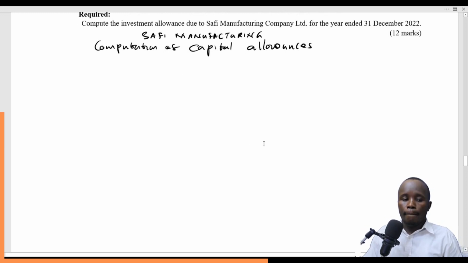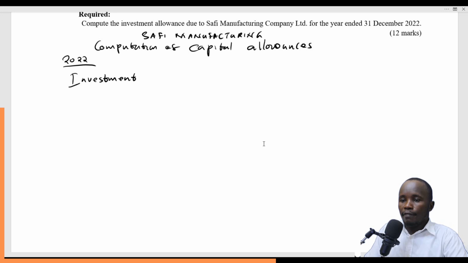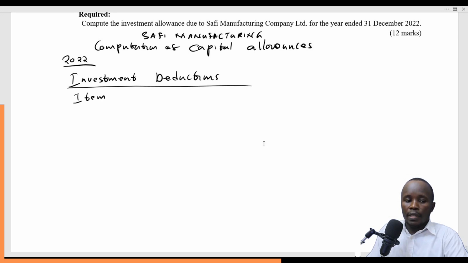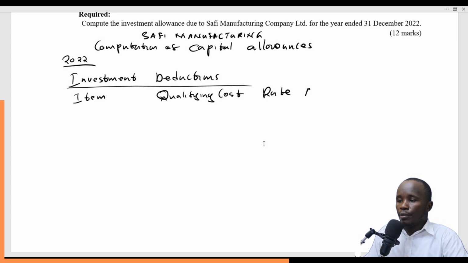Now, we start with investment deductions. This is for the year 2022. Under investment deductions, we shall have the item, then its qualifying cost, then we need the rate, then the amount, and finally the residue.